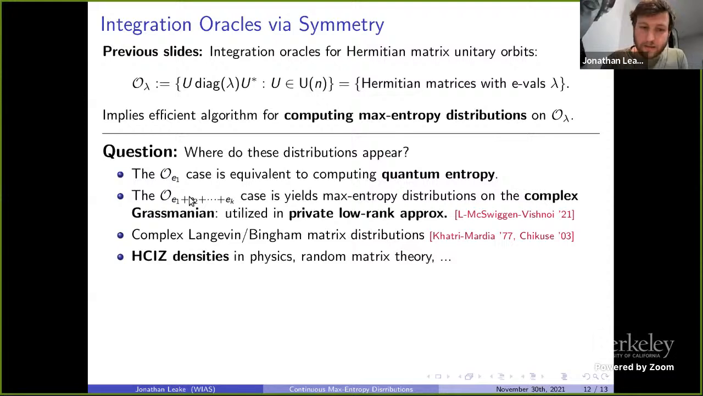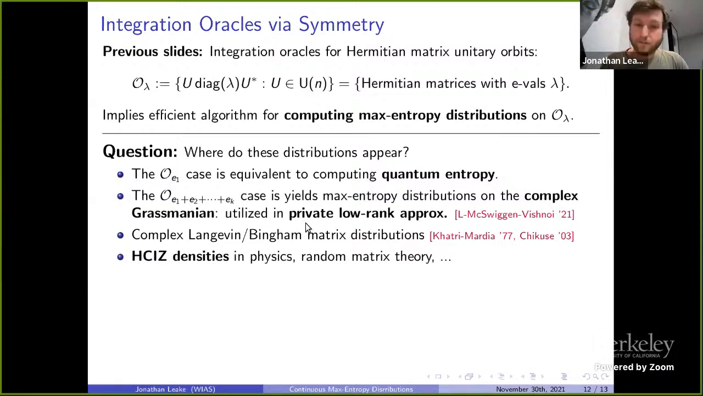Generalizing this, instead of just looking at E1, if we look at the sum of E1 through EK, this means all the matrices with K eigenvalues equal to 1 and the rest 0. The manifold you get out of this is the complex Grassmannian. And so this whole process yields maximum entropy distributions on a Grassmannian. If you care about Grassmannians, maybe this is just an interesting thing that you can do. You have these canonical measures on a very well studied manifold.